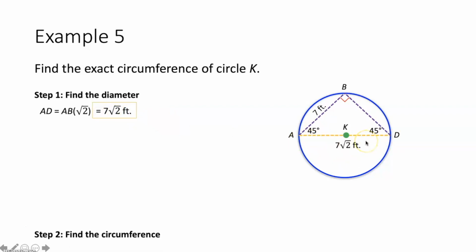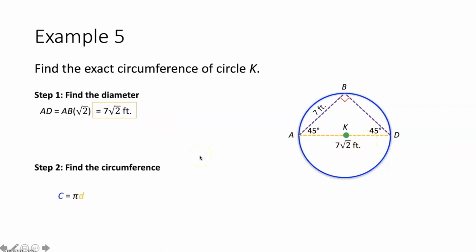We can now find the circumference using the formula C is equal to pi times D, where D is our diameter. So we take 7 rad 2 feet that we found our diameter to be, plug it in for D. We multiply 7 times pi times rad 2. We get 7 pi rad 2 feet. And since it wants us to find the exact circumference, we leave this as our answer in terms of pi.